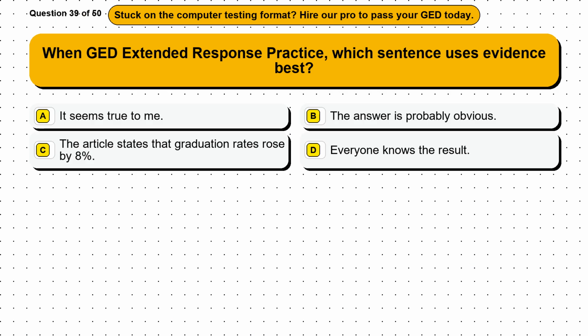Question 39. In GED Extended Response Practice, which sentence uses evidence best? Option A. It seems true to me. Option B. The answer is probably obvious. Option C. The article states that graduation rates rose by 8%. Option D. Everyone knows the result.